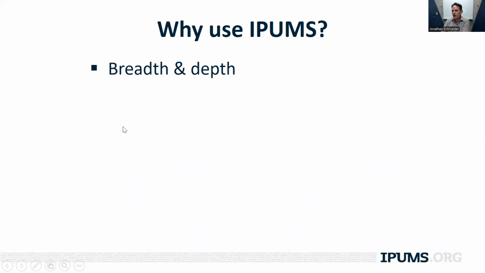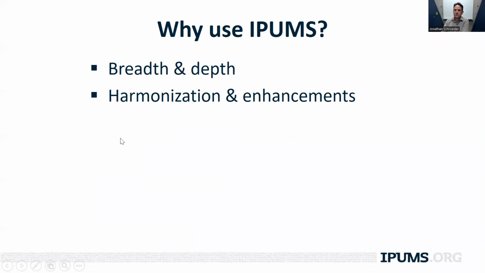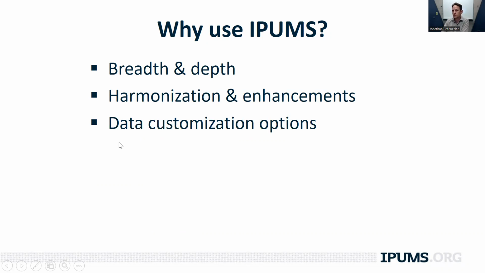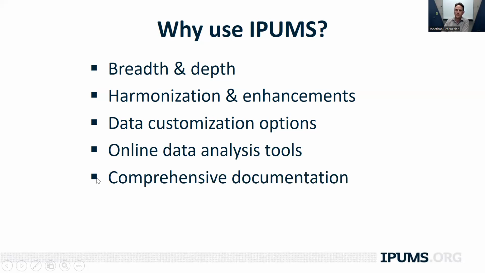So why would it be beneficial? We have an incredible breadth and depth of scope. We have data, as I said, covering the US and international subjects. Our harmonization and enhancements make the data much easier to use than if you go to original sources in many cases. We have a lot of options and ways that you can customize the data that you get from us so that it is focused on the concepts that are of interest to you. And we have some online data analysis tools so that you don't necessarily have to be an expert in statistical software packages to make sense of things. You can do some things online.